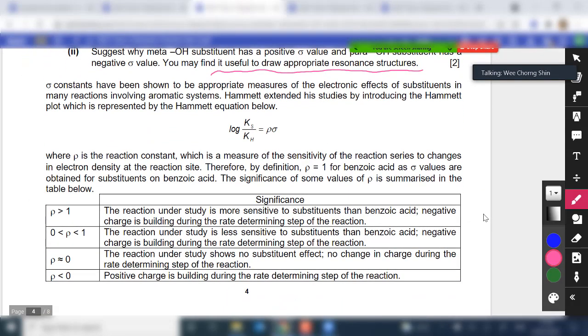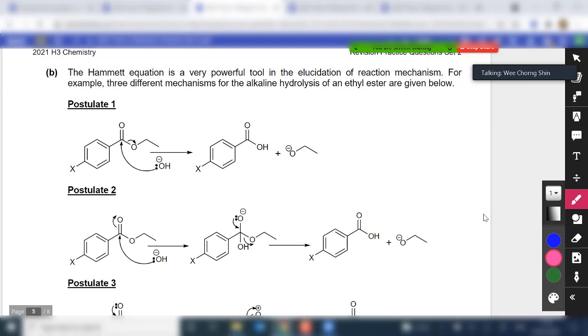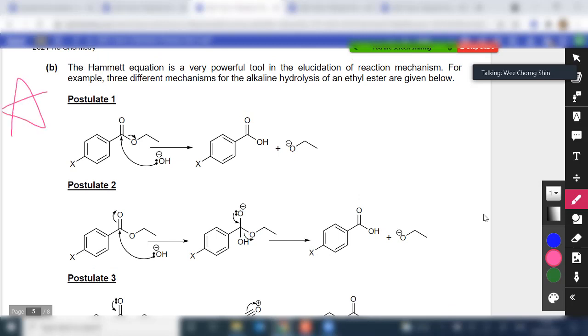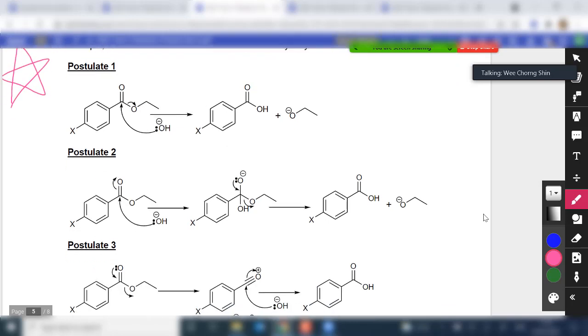The reason why I really love the Hammett equation and the plot is because it showcases the mechanism. A lot of you ask very good questions: how do you know that addition-elimination must be like that? This is the classic one. How do you know that? Why can't I draw it like that?